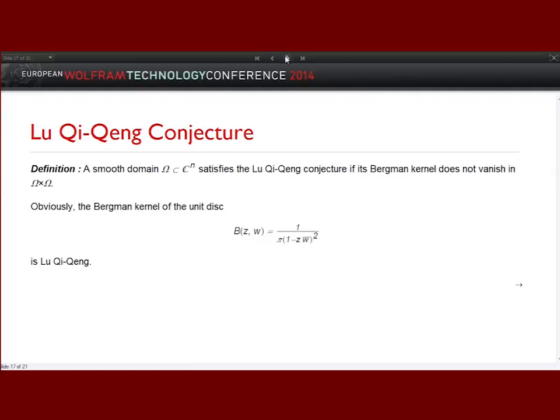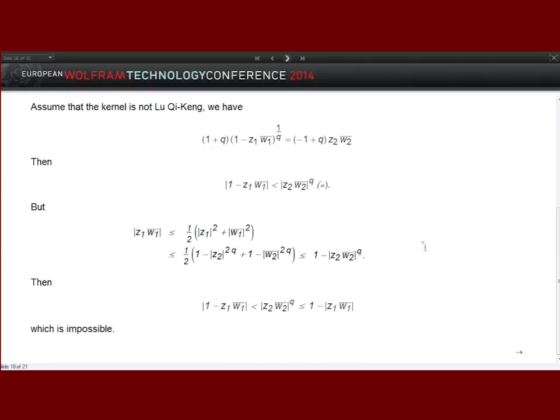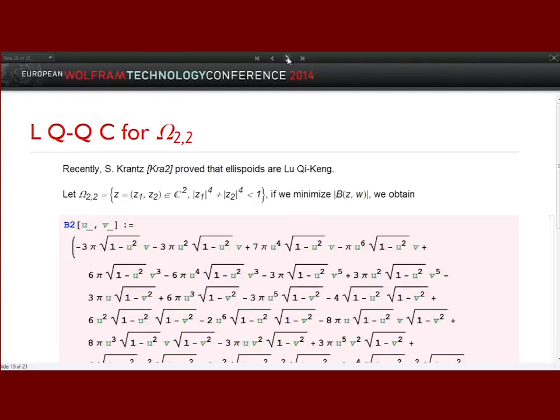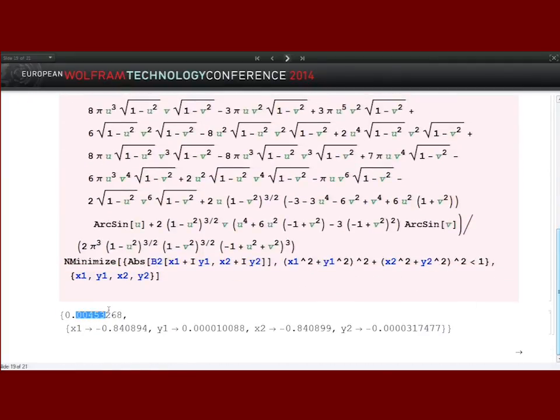Remember that we computed the Bergman kernel for this domain, and if we assume that this is not Lu Qi-Keng, so this part may vanish inside, but by standard arguments, we have obtained a contradiction, and we deduce that it is also Lu Qi-Keng. Recently, Steven Krantz proved that all ellipsoids are Lu Qi-Keng. So if we consider our Bergman kernel for omega 2, 2, I pass the value here, and I want to minimize the modulus of the function, and finally, I obtain this. This is far from 0, so we can conclude that omega 2, 2 is Lu Qi-Keng.